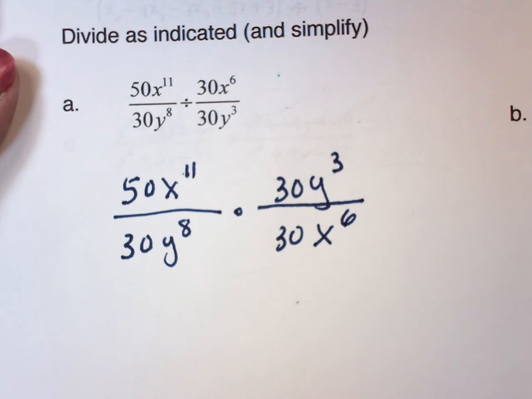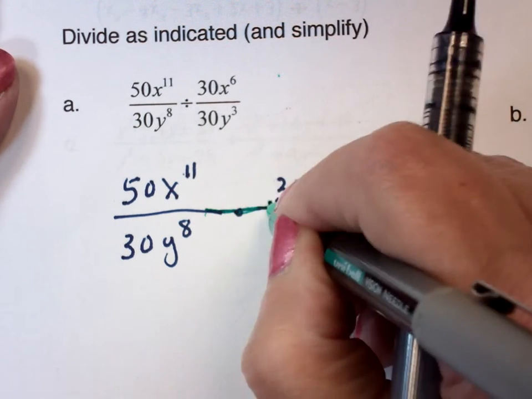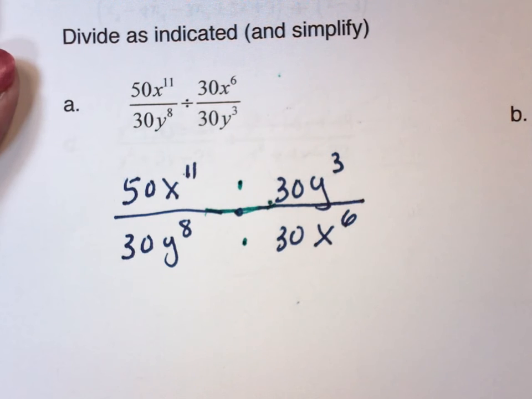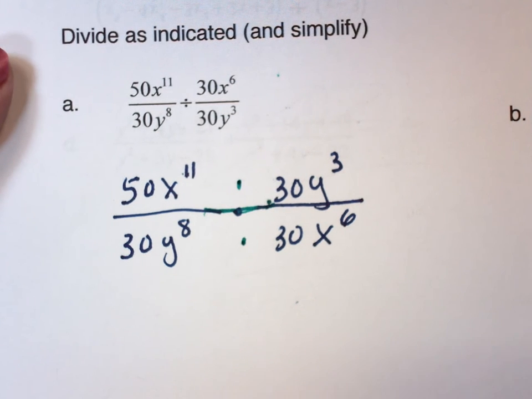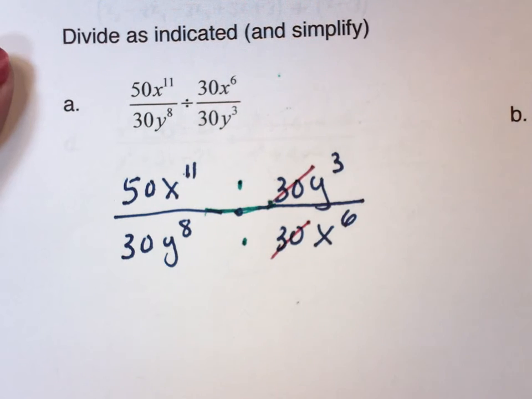So now I look at multiplying. It becomes a single problem. And because they're not terms, they're just factors, I can go right at it. 30 divides 30, so that takes each other out. Those are both ones.